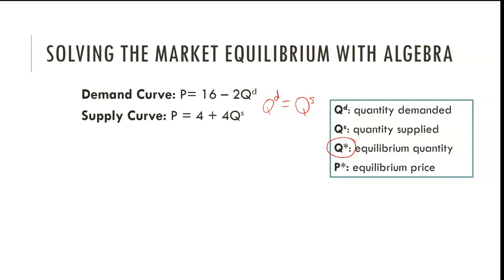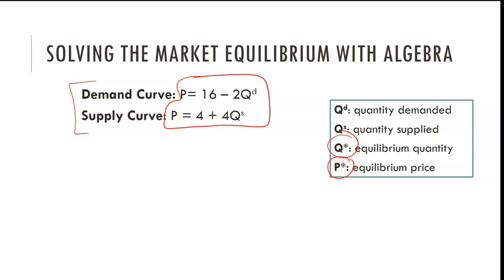In algebra, whenever you have two different variables you're trying to figure out, you need to have at least two equations. So in this case, we are trying to figure out Q star and P star. And luckily, we've got two equations here, demand and supply. Since we're only interested in the one quantity where our buyers and sellers agree, when solving our equilibrium, we can turn QD into Q star, and we can turn QS into Q star. So now we have two variables, P and Q, and we have two equations, the supply and demand curve.